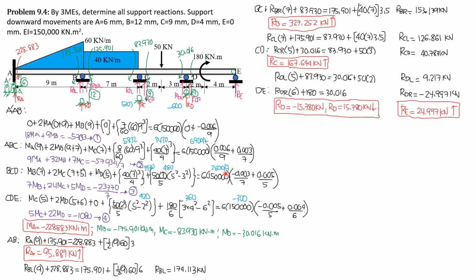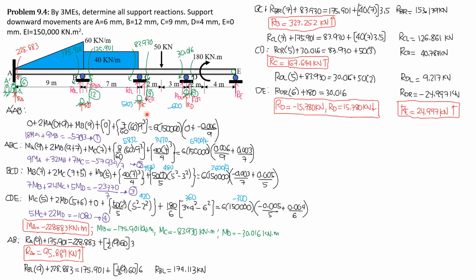This value is 3,600 over 7. This one is 480. This one is 3,430. Combining, 7 MB plus 24 MC plus 5 MD equals negative 23,770 over 7. Call that equation 3. And finally in CDE, take note that the moment at D is 0.